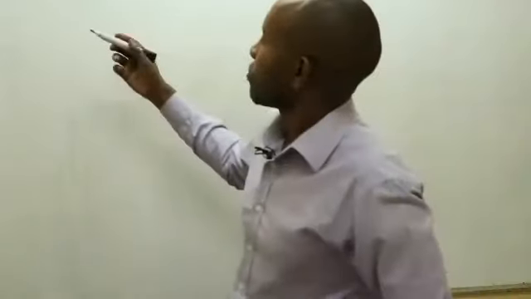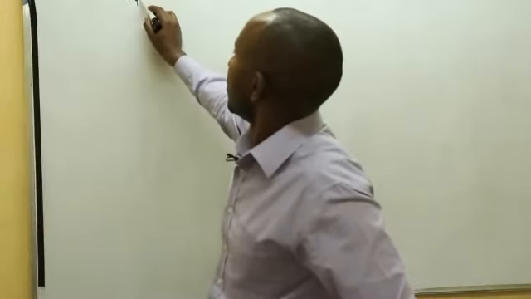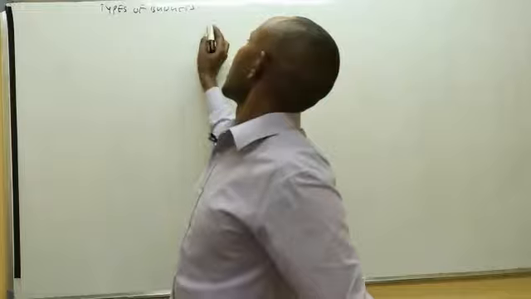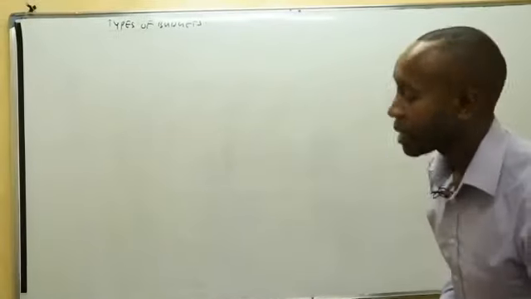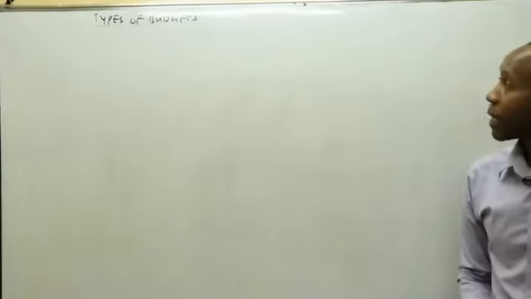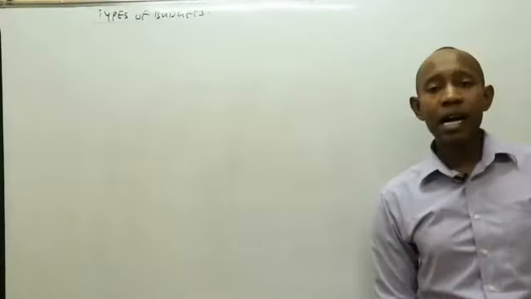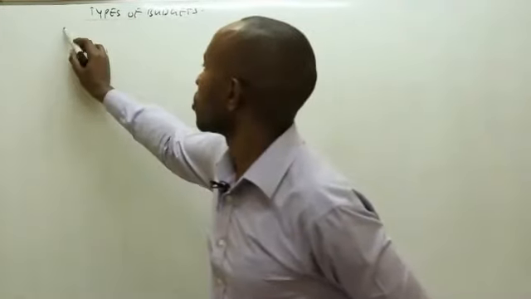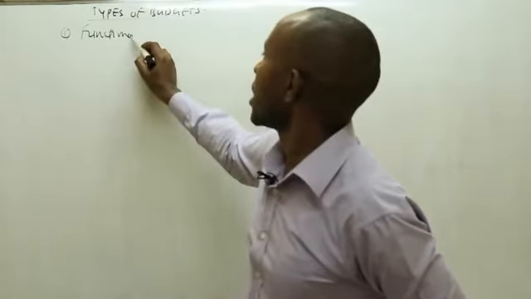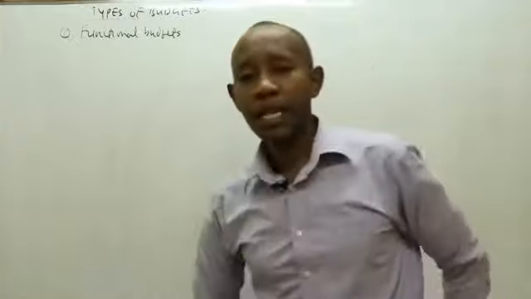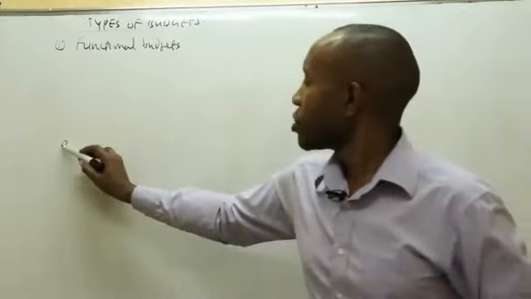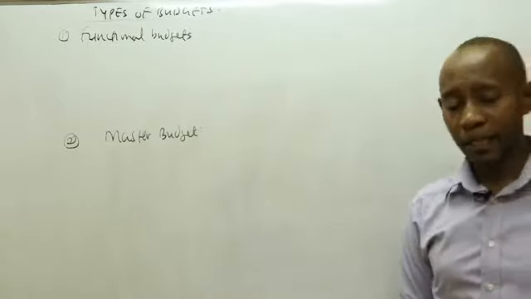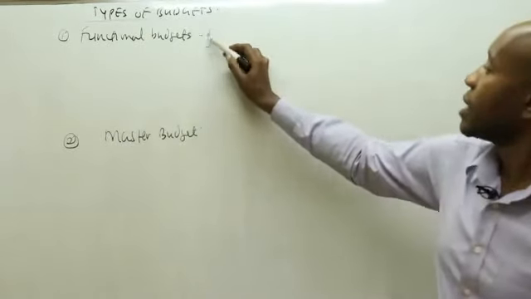Okay, let's just mention this very quickly. We had looked at types of budgets. And the budget, we defined it as a plan of action that is expressed in both quantitative and financial terms. And we say that budgets can broadly be classified into two. One, we referred to them as functional budgets. And then number two, we referred to these as the master budget.